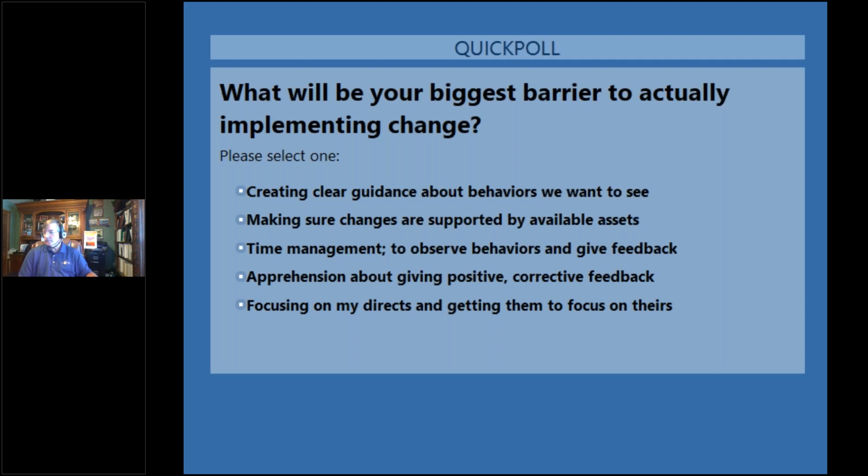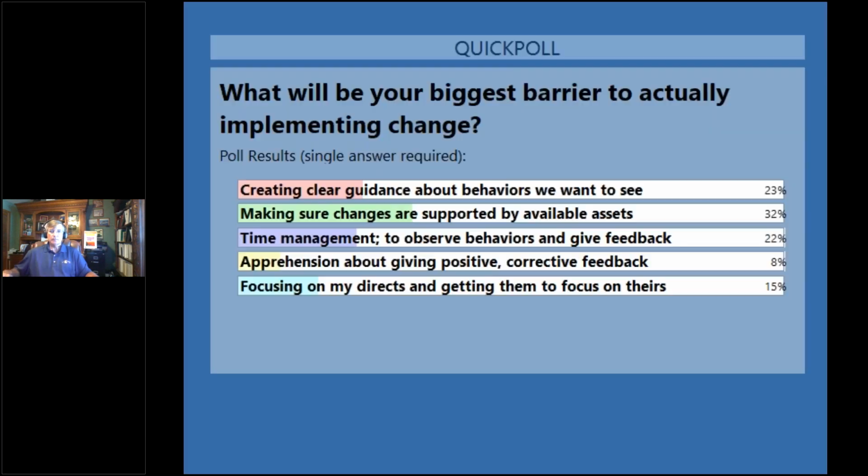So we have just about 60% of the votes in. I'm going to wait just another 10 seconds here, and then I'm going to close the poll and share the results. So Tom, we have 23% of the audience saying that their biggest barrier will be creating clear guidance. 32% say that it will be making sure that changes are supported by available assets. 22% say it'll be enough time management to observe the behaviors. 8% are apprehensive about giving positive and corrective feedback, and 15% say it'll be focusing on their directs.